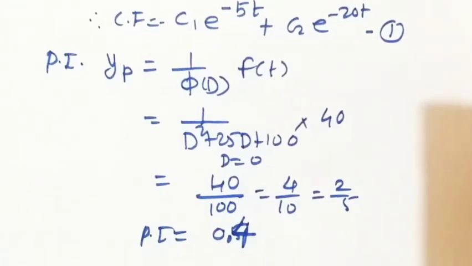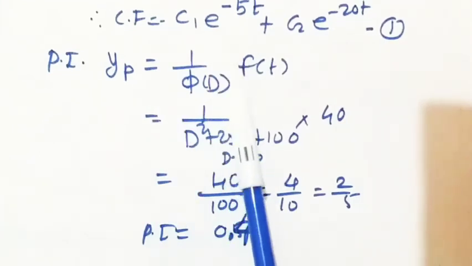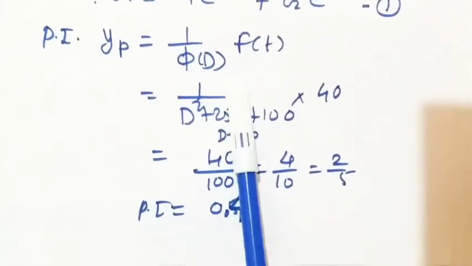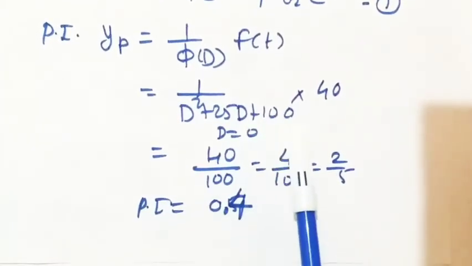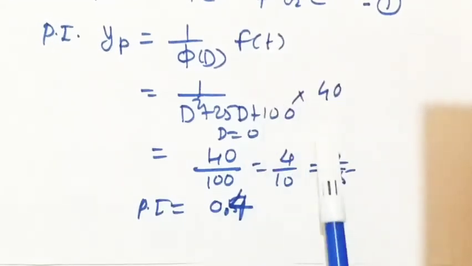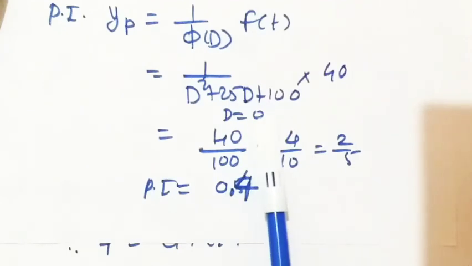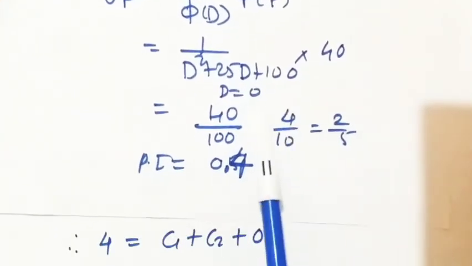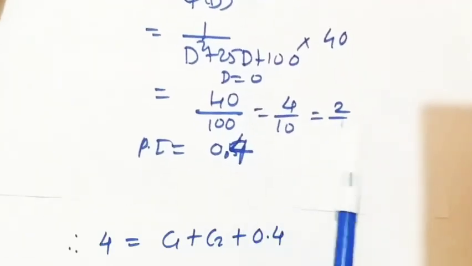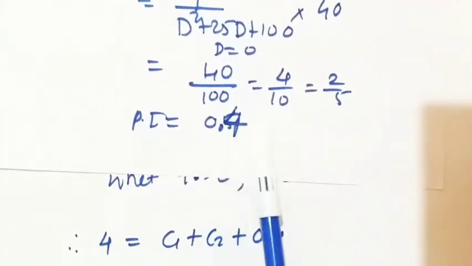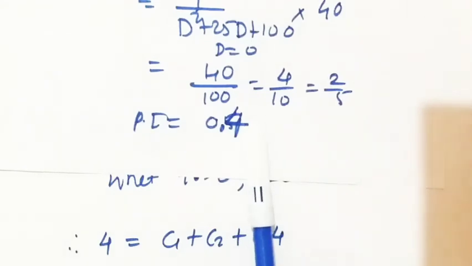This is the value of the particular integral, yp equal to 1 upon phi of D into phi of t. Phi of D is D squared plus 25D plus 100. F of t, that is the right hand side, is 40. So this is a constant function. For a constant function we have a shortcut method: put D equal to 0. So if you put D equal to 0, we get 40 by 100 as the PI. After simplifying, this will be equal to 0.4. So the value of PI is 0.4.